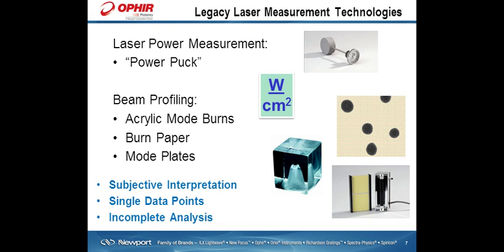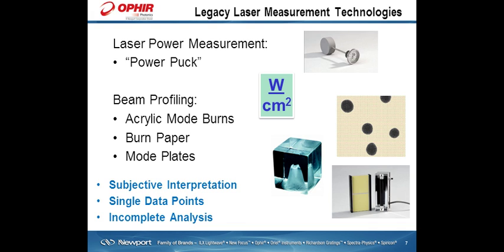When you're talking about beam profiling, there are several different techniques. One is pictured here. It's the acrylic mode burn. You fire the laser into this block of acrylic. It gives you beam shape and beam size information. Same thing with burn paper. You fire the laser at this burn paper for a split second. It's going to tell you the beam size, beam shape. Mode plate is another dynamic way of measuring your laser mode. You fire the laser at that phosphor plate. You illuminate it, and it gives you a dynamic view of your laser source.